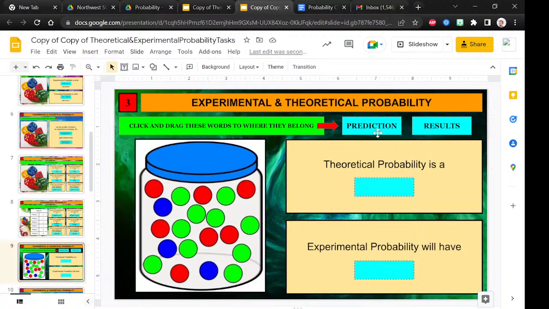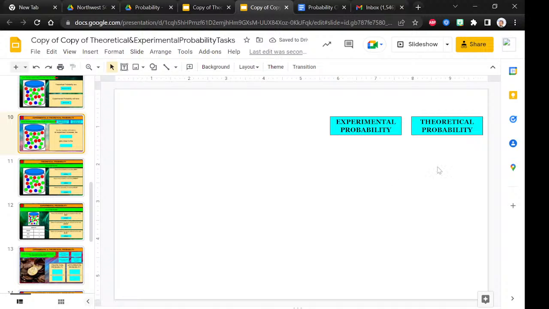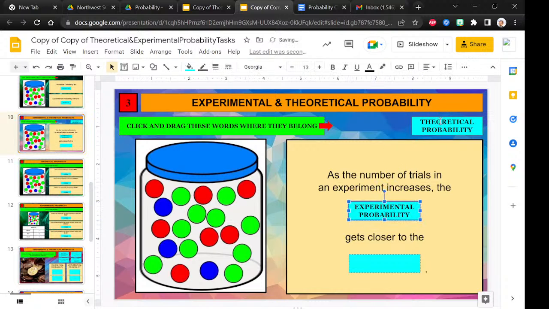All right, so theoretical probability is prediction. Experimental probability is results. As the number of trials in an experiment increases, experimental probability gets closer to theoretical probability. We're just trying to beat that into your heads. Hopefully we do. All right.